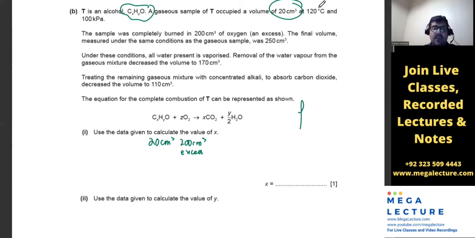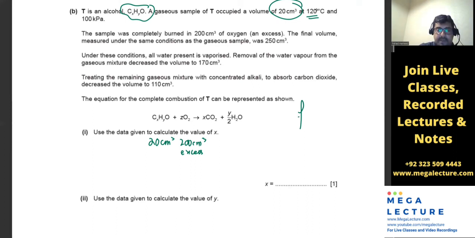What is the state of water at 120 degrees? It's a gas, right? Be very careful about that, because the mole ratio and volume ratio being exactly the same only applies to gases. Over here, remember it's 120 centigrade, so that means water is going to be gaseous.